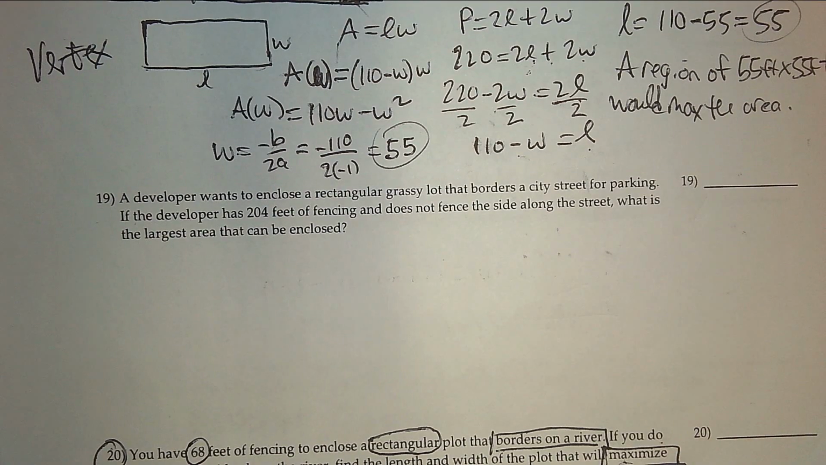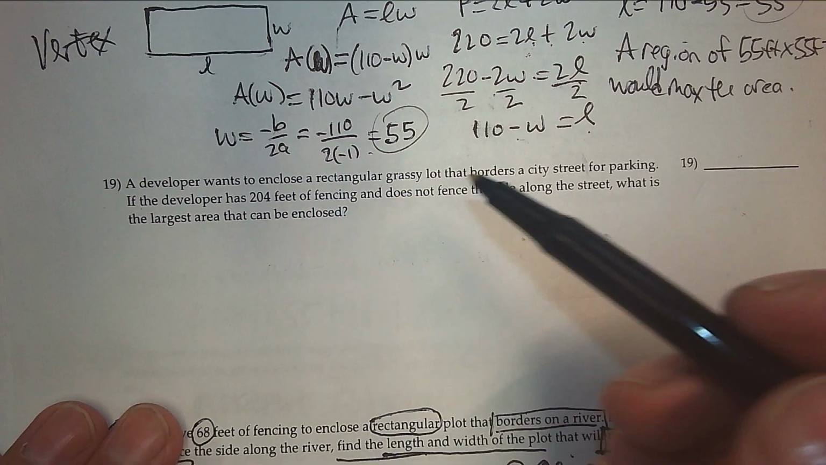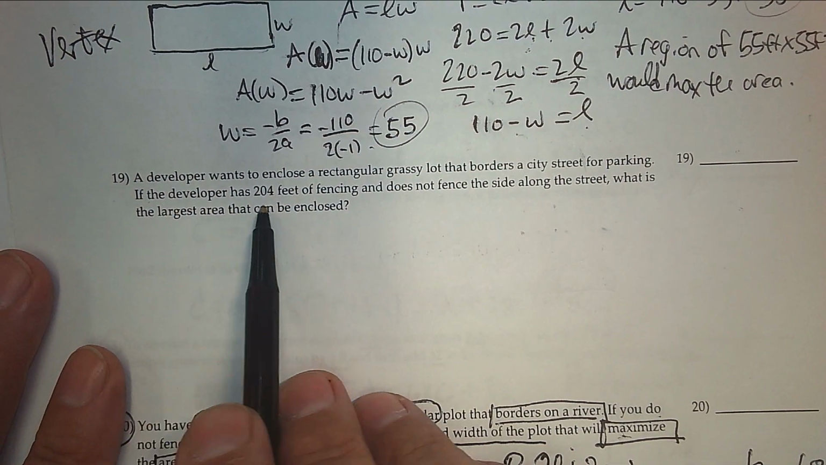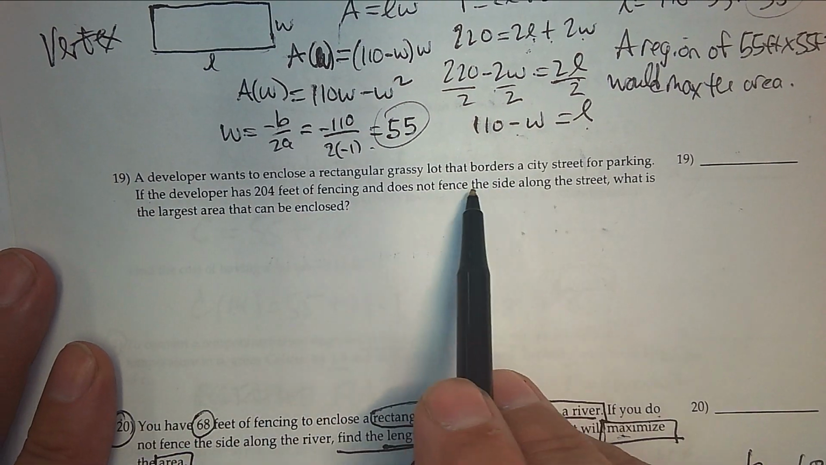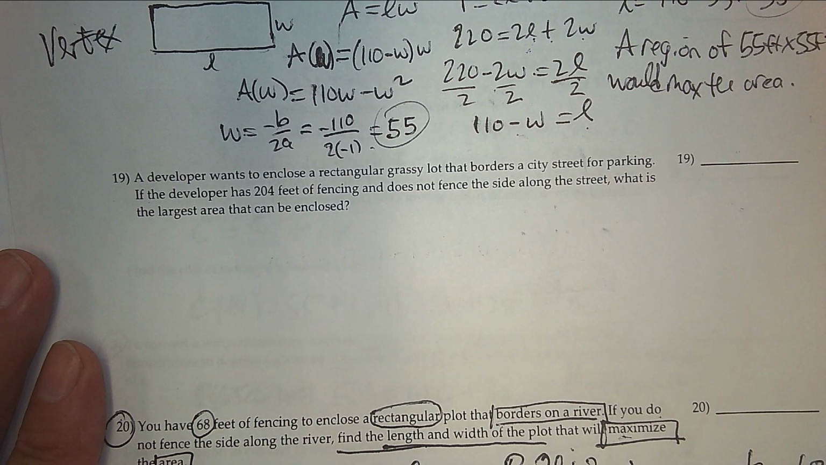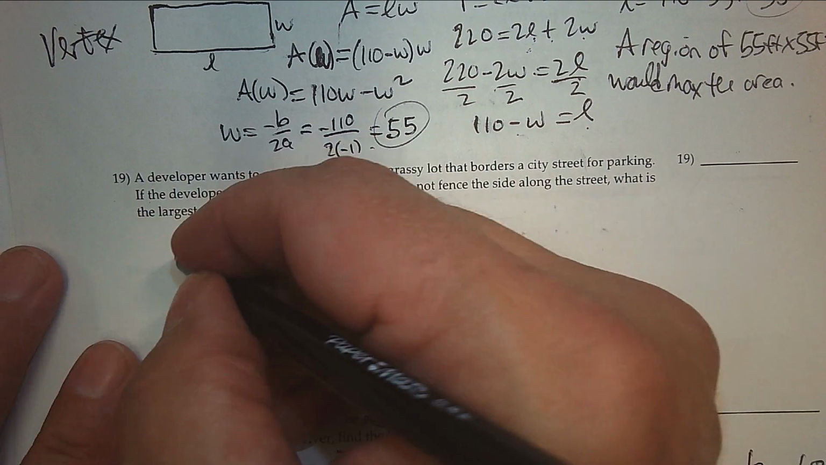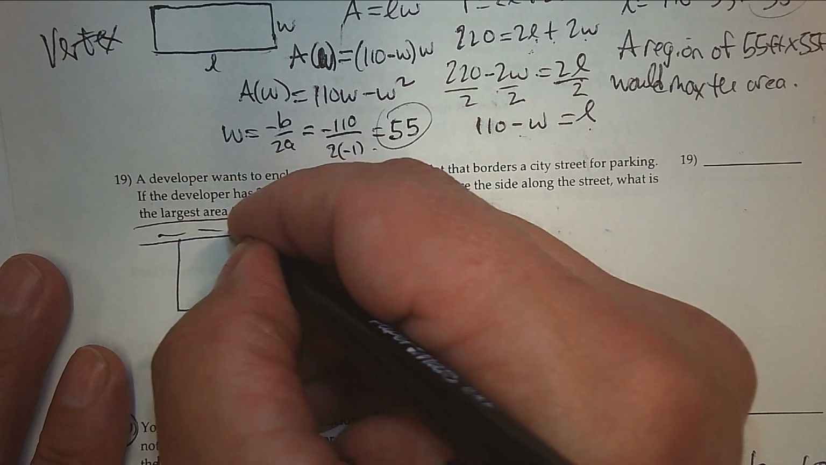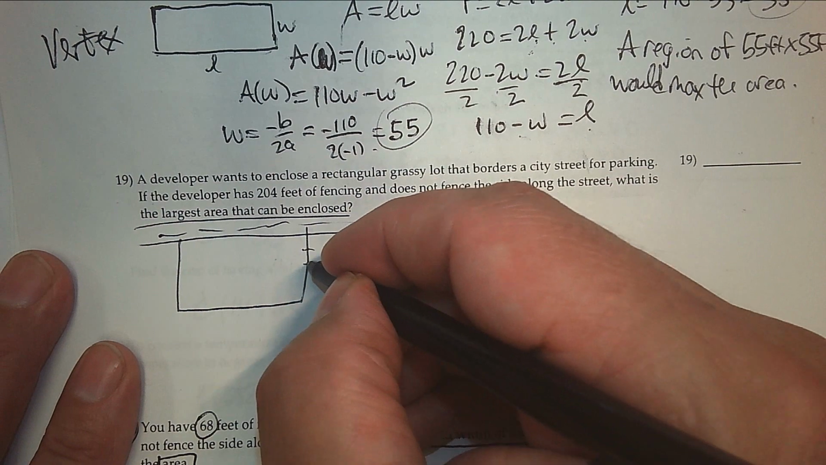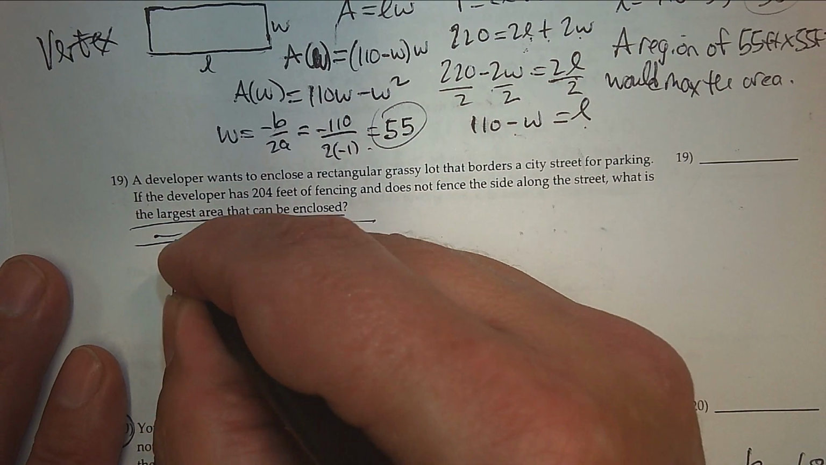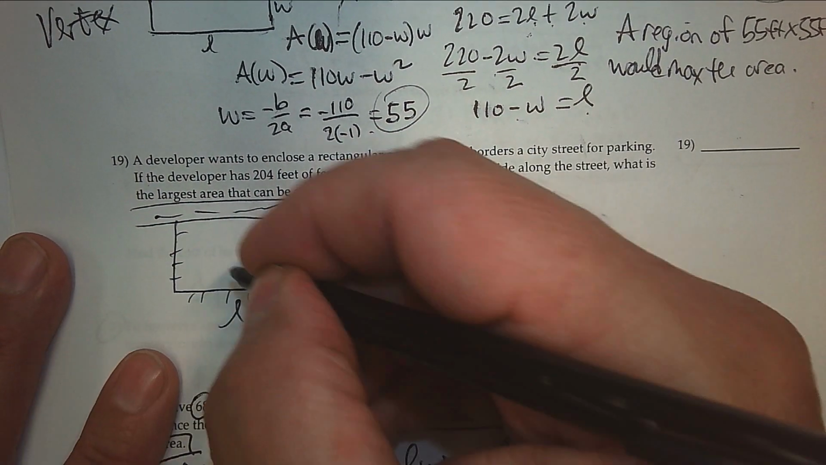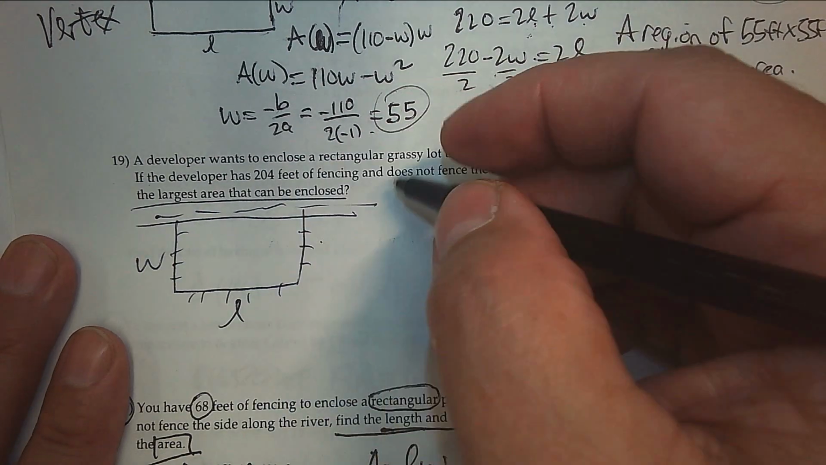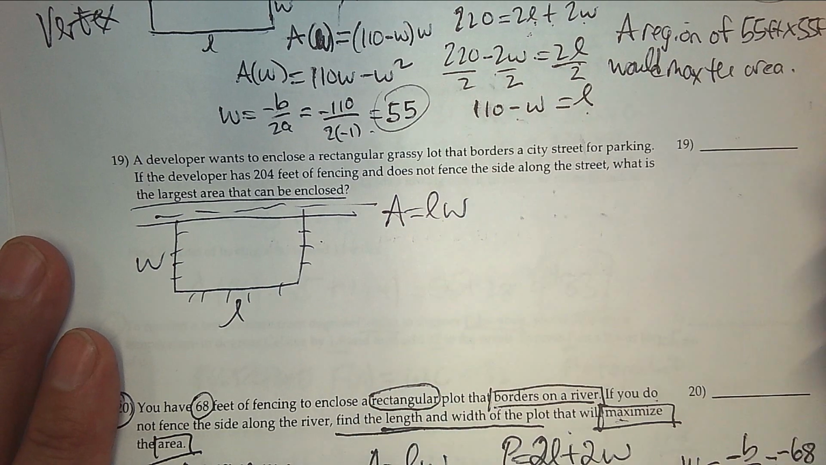Number 19. A developer wants to enclose a rectangular grassy lot that borders a city street for parking. If the developer has 240 feet of fencing and doesn't fence the side along the street, what is the largest area that can be enclosed? So we have a rectangle, but here we have a street, so we're not going to do any fencing there. So the fencing goes all the way around except the side that has a street. So we still have a length and a width. Our end is to find the area. So area is still length times width, even with the street there.